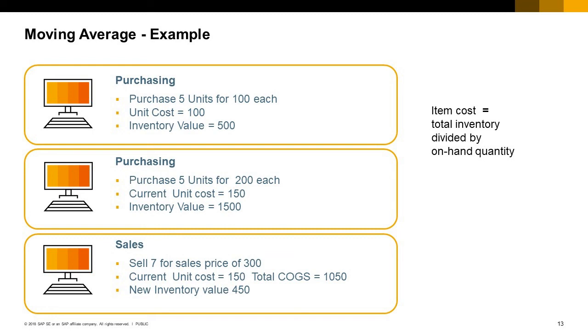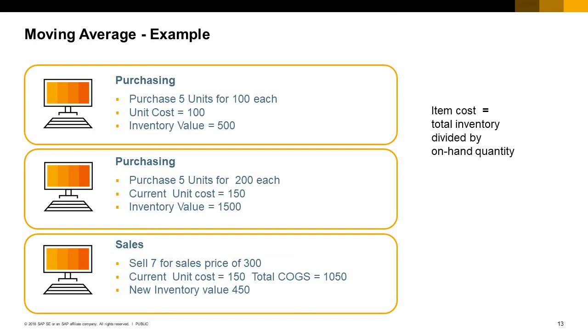1500 divided by 10 gives us an item cost of 150. We sell a quantity of 7 to a customer for 300. The selling price is not important in calculating cost. The cost of each item in stock at the time of sale is 150.